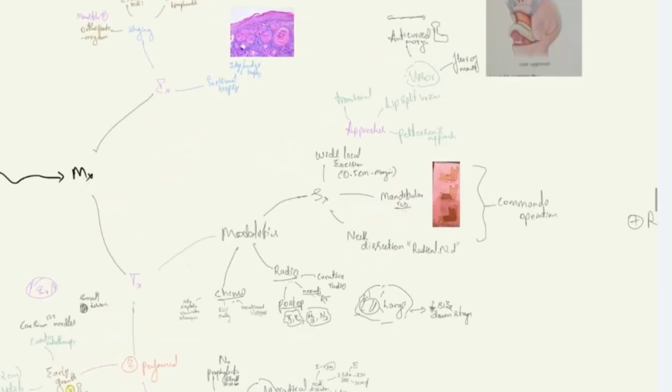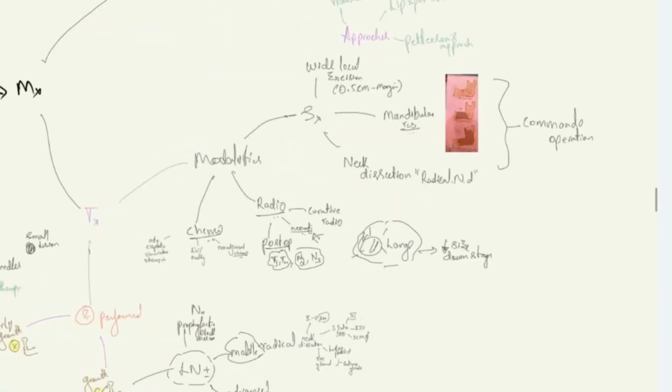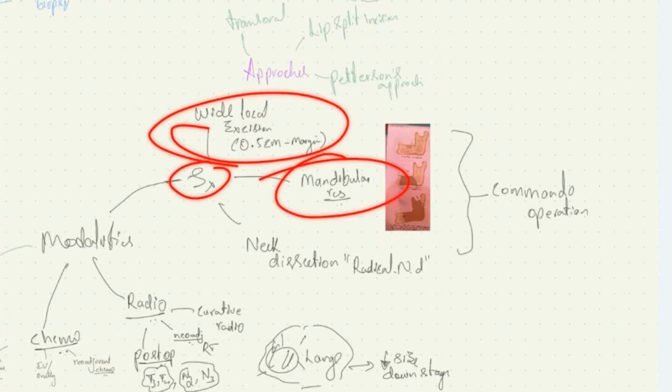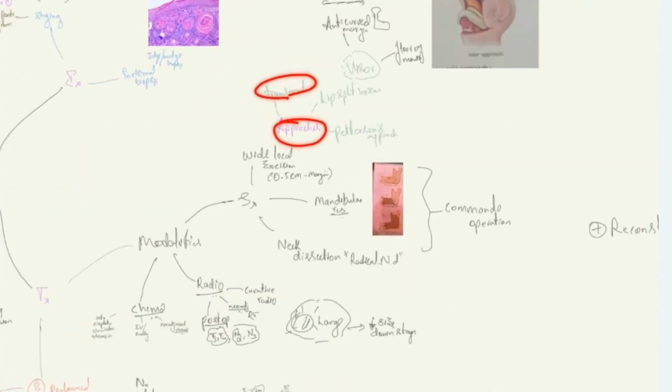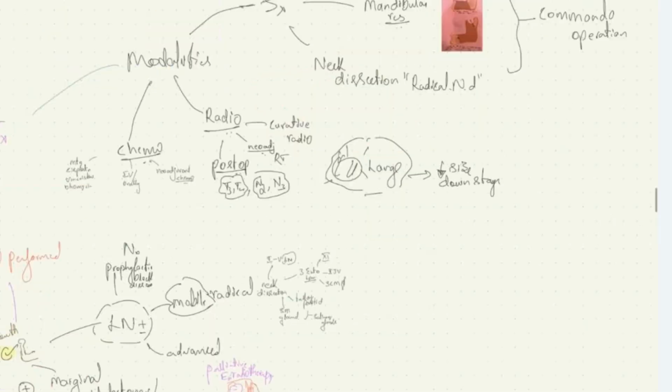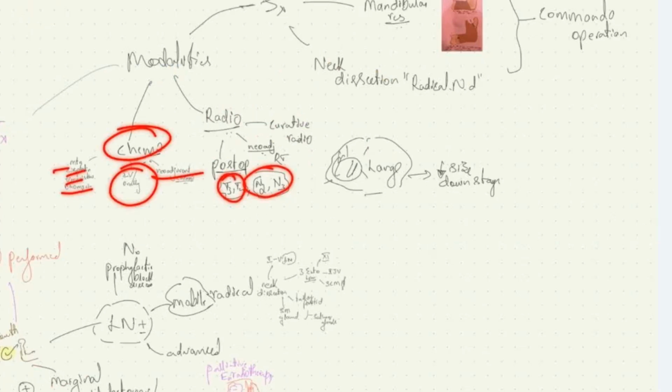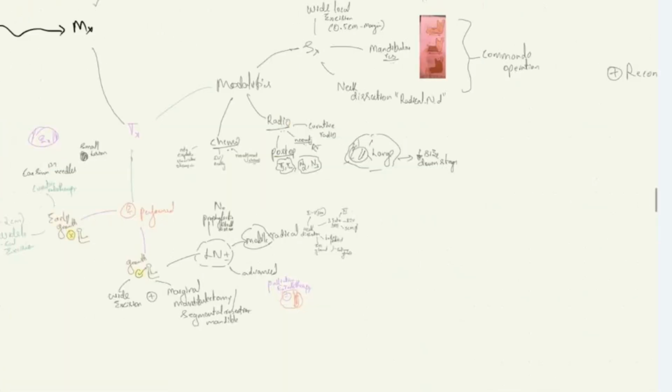In the treatment, we have different modalities like wide local excision, mandibular resection, and neck dissection. The approaches are transoral, lip split incision, Patterson's method, and Weber's method. For radiotherapy, we have curative radiotherapy, neoadjuvant radiotherapy, and post-operative radiotherapy. In case of T3, T4 disease and N2, N3 disease, for chemotherapy we give methotrexate, cisplatin, vincristine, and bleomycin, IV and orally. We can give neoadjuvant chemotherapy to downsize the tumor.